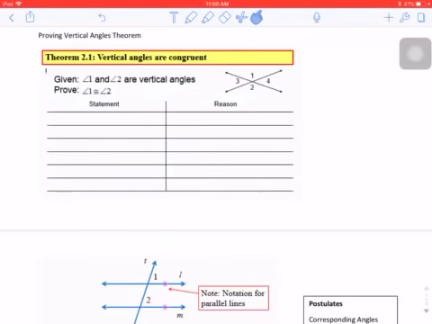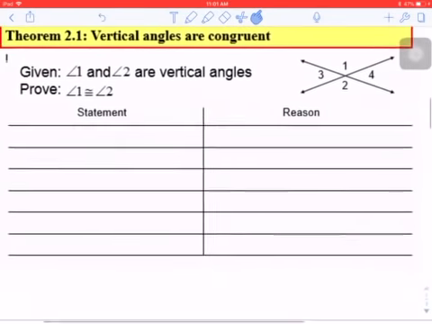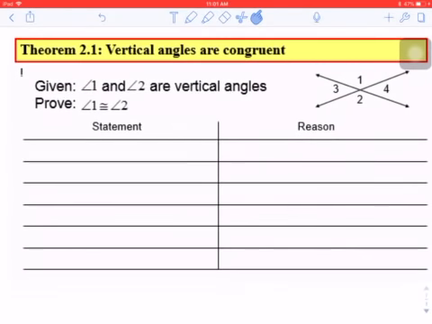We're going to do part 2 now, where we're trying to prove that vertical angles are congruent. So we've used this angle relationship before, but we haven't actually established why they're congruent. And so we're going to go ahead and do that now. And as I said, this is the start of getting into some more formal proofs. So watch carefully. Make sure you're taking good notes here.